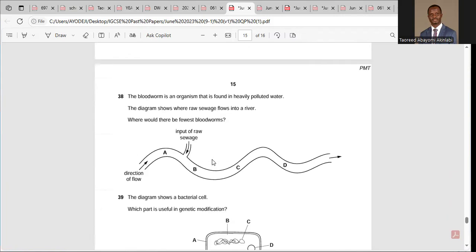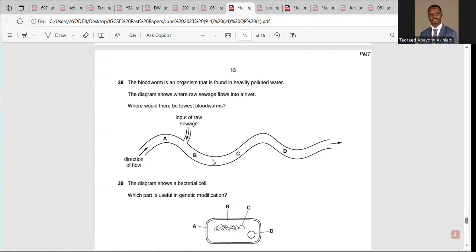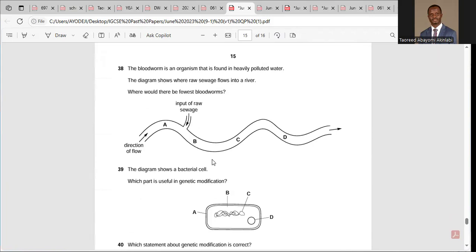For 38, the bloodworm is an organism that is found in heavily polluted water. The diagram shows where raw sewage flows into a river. Where will there be fewest bloodworms? That means where we have fewest bloodworms, where the water is very clean, okay? And that should be at point A because that is just where the water is starting, okay? The sewage was introduced just after A.